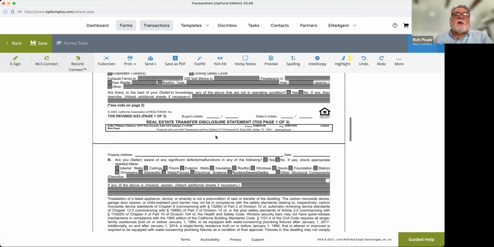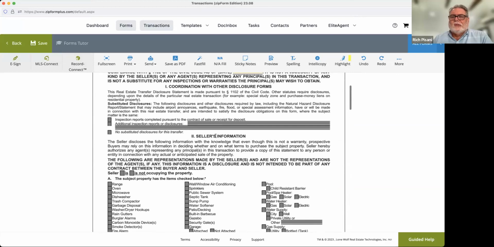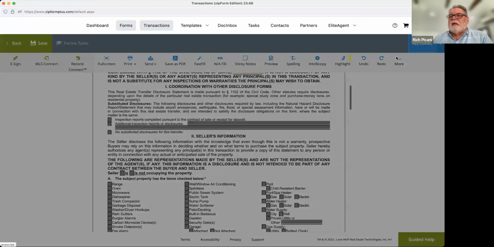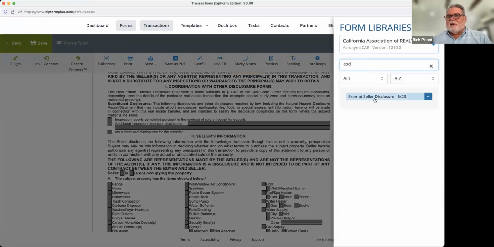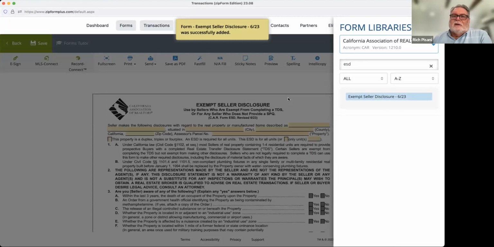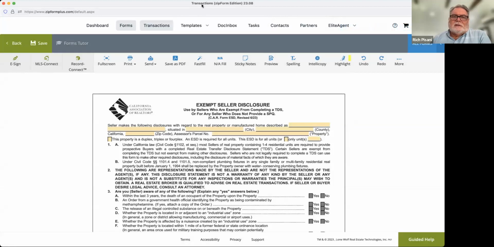So that's the TDS. Any questions on the TDS? Not seeing any. So the question was asked, if the seller is exempt, what do you use? And I see a question. If sellers are husband and wife, can only one of them sign the disclosures? Not if they're both on title. You have to have all sellers sign all disclosures. And if there's more than two, then you have to use the additional signature addendum.